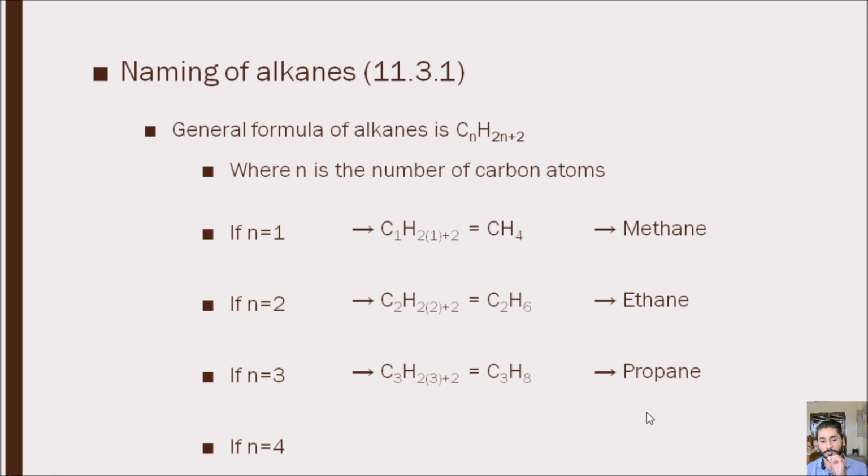And for the fourth member, I'm going to put the value 4. For n I'm going to put the value 4, and the formula will be C4H10 for the fourth member of alkane family, and the name is butane. Why butane? Because for 4 carbons we use but, and ane for alkane family. So the name is butane. So I hope the naming is easy, and by using the same general formula, we are going to make all the members of the alkane family.